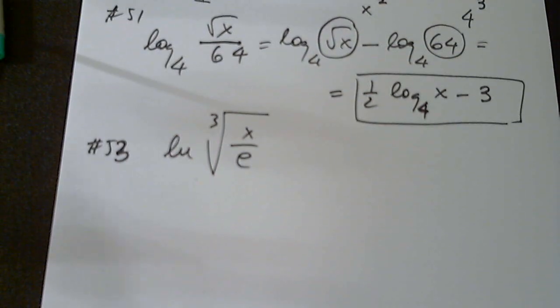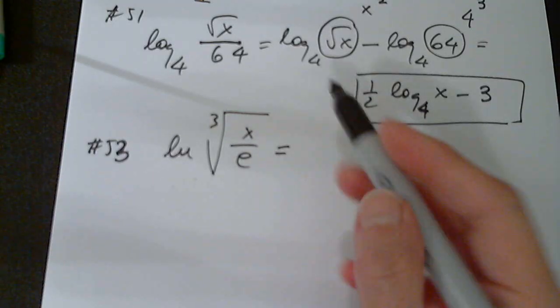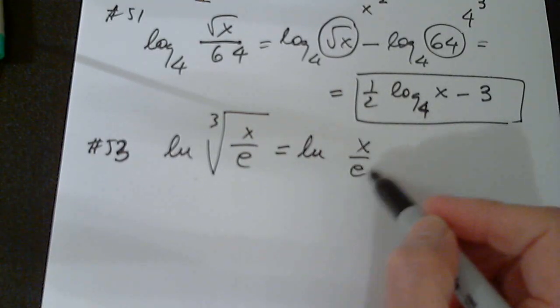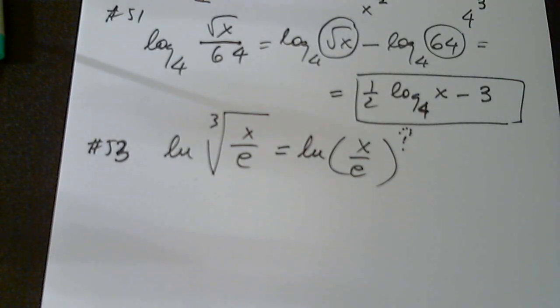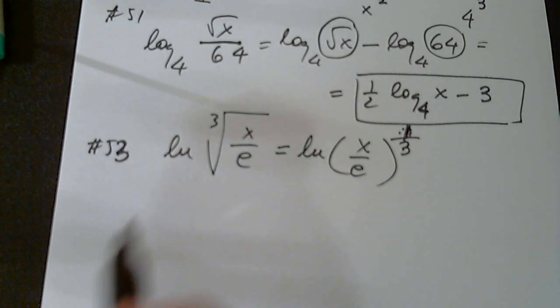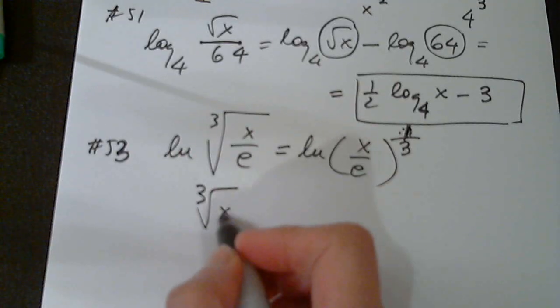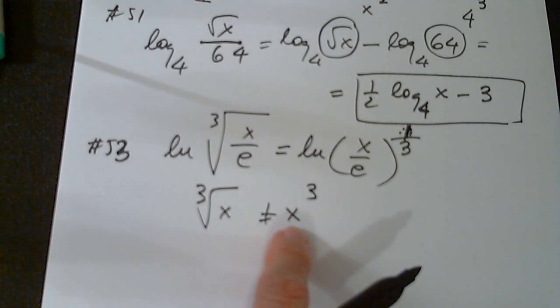Okay, the other one, first, I have to change the cube root. What power is the cube root? 3. Careful, 1/3. It's always a fraction. So you understand that the cube root of x cannot equal x cubed, right? So this is power 1/3, this is power 3.